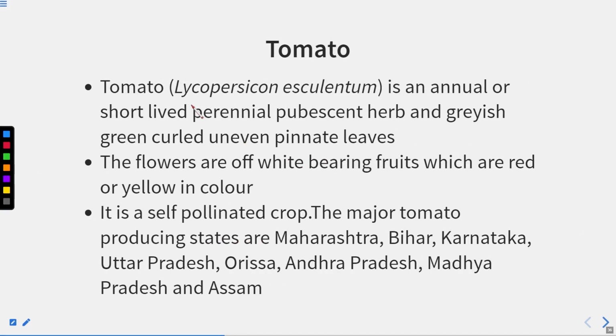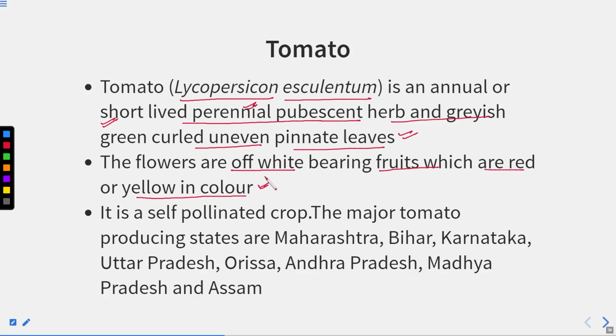Tomato. Scientific name Lycopersicum esculentus. It is an annual or short-lived perennial pubescent herb with grayish green colored uneven pinnate leaves. Pinnate means a type of compound leaves, and it is a perennial pubescent herb, quite short-lived. The flowers are white, bearing fruits which are red or yellow in color.